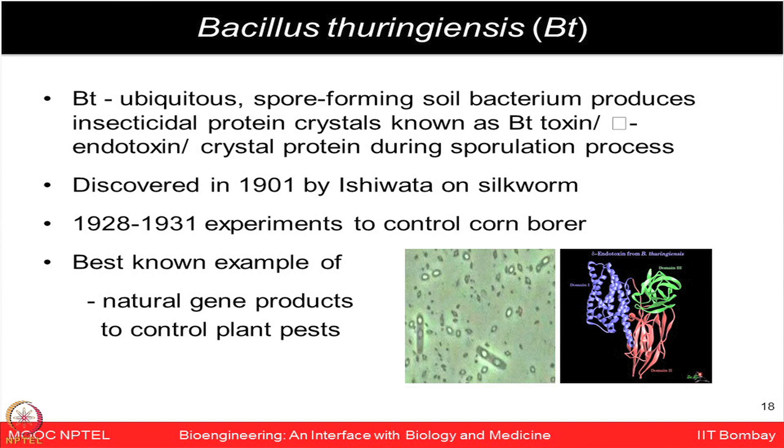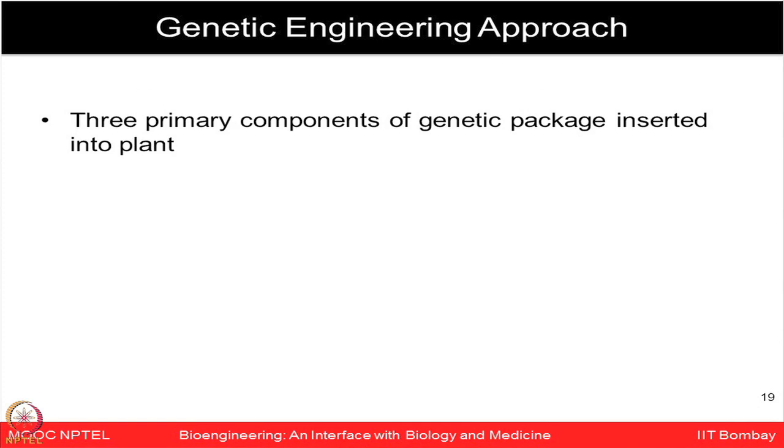It was discovered in 1901 by scientist Ishiwata on silkworm. During 1928 and 31, they performed some experiments to control the corn borer, and this was one of the best natural gene products which was used to control the plant pest, and that gave them an idea: can this type of gene be used to protect the plants from the deleterious effects of insects and pests? So how could a genetic engineering approach be used here?